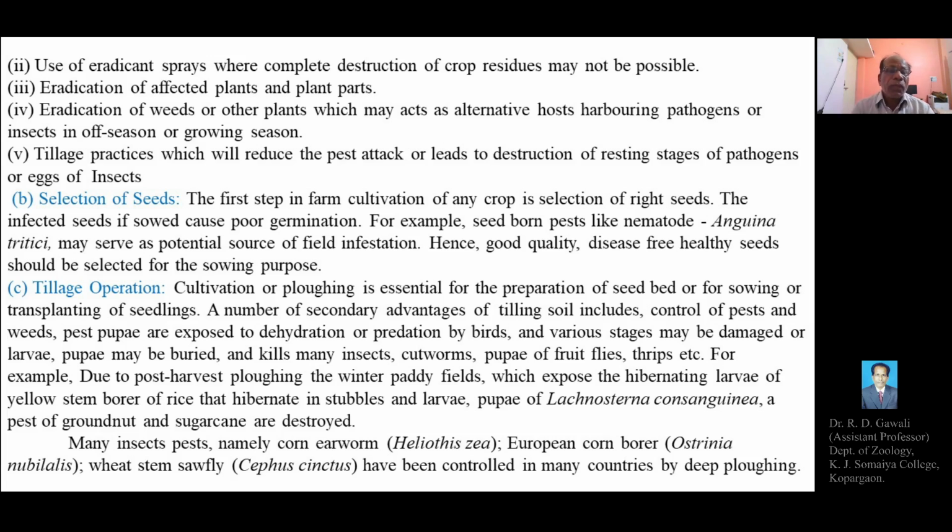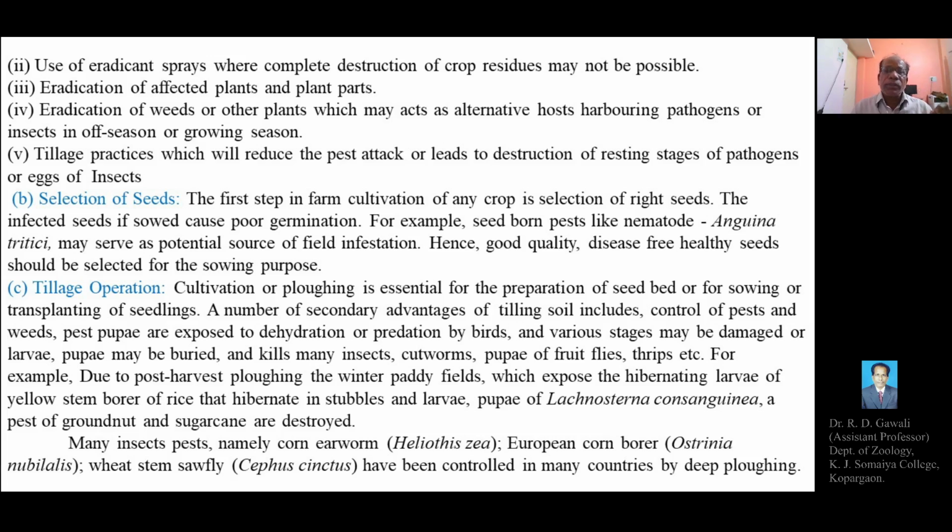Many insect pests, namely corn earworm, European corn borer, wheat stem sawfly, have been controlled in many countries by deep ploughing. So this is only a practice. This is just a post-harvest practice in the field agricultural practices, that is ploughing.